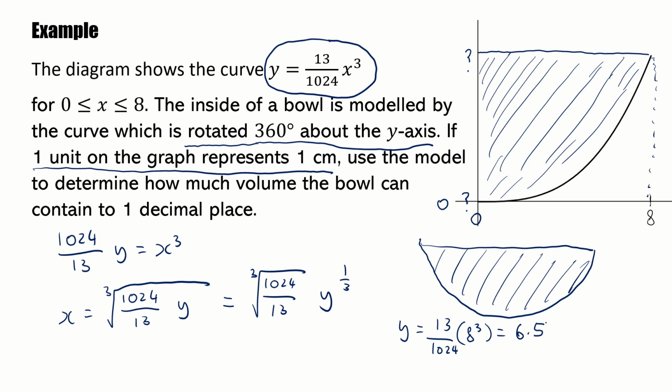13 over 2 or 6.5, doesn't matter, whatever you prefer to write. So therefore, our limits are going to be from 0 to 6.5. Cool. Right then, we now have all the things we need. We can now get on with actually doing the integration to find the volumes of revolution.